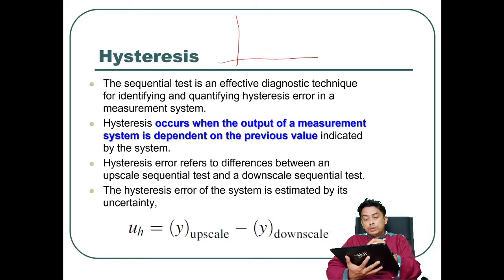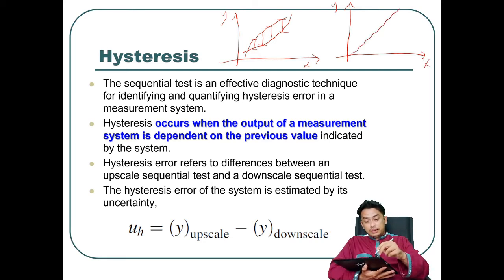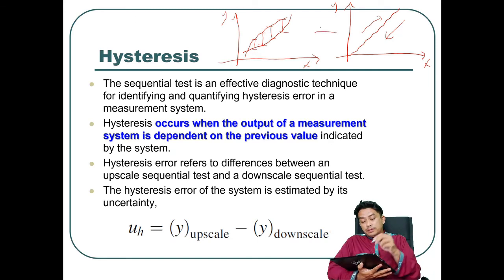So this is upscale. So this is downscale. So the difference between this value is the hysteresis error. This is y, this is x. For a normal test, it should be like this: y, x. It should go up and go down at the same rate. But if the system has hysteresis error, it will have something like this.